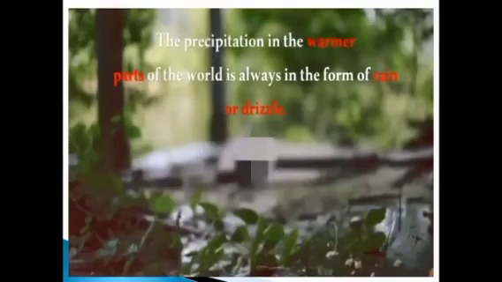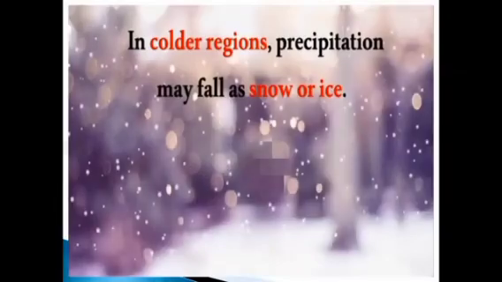The precipitation in the warmer parts of the world is always in the form of rain or drizzle. So, drizzle means light rain. Then, in colder regions, precipitation may fall as snow or ice. So, students, be clear with this.